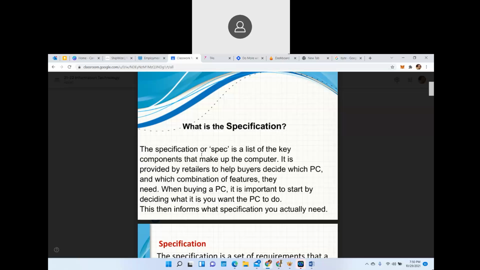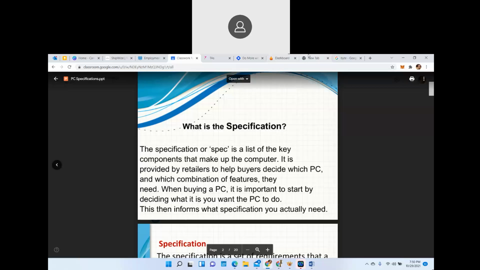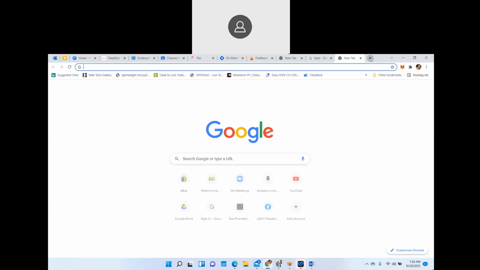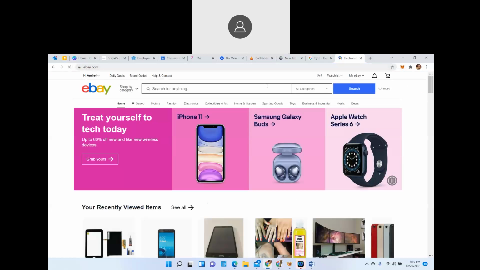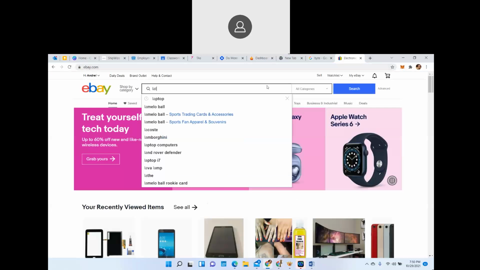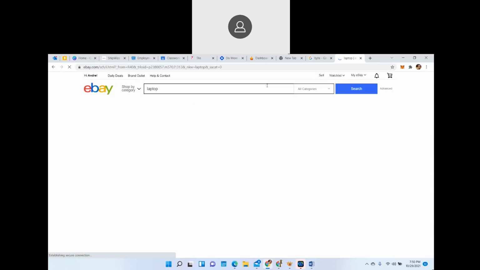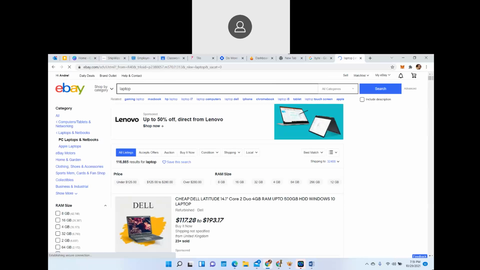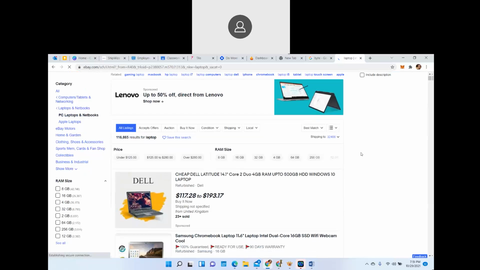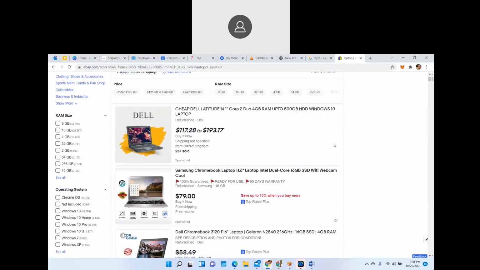So whenever I'm going to purchase a computer, for example, if I go to eBay right now and I want to buy a laptop computer, it depends on the price that I'm willing to pay, because every computer's price is different. The better the specification is, the higher the price, right? So let's look at this right here. Cheap Dell Latitude, 14.1 inch screen. When you say 14.1, they're talking about the screen.